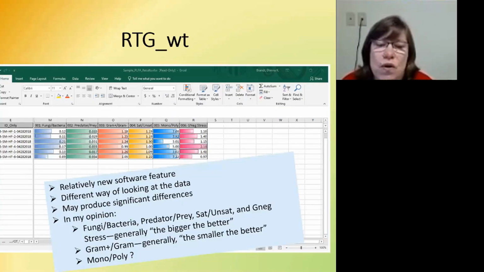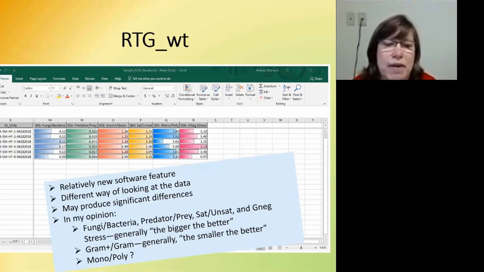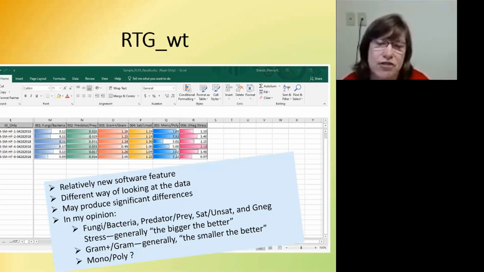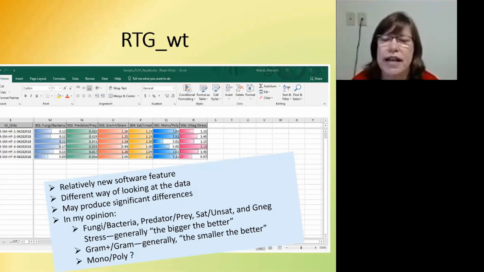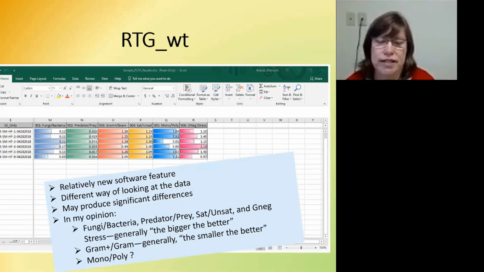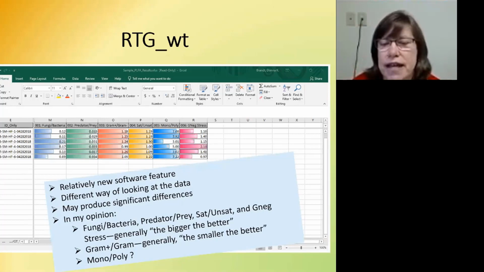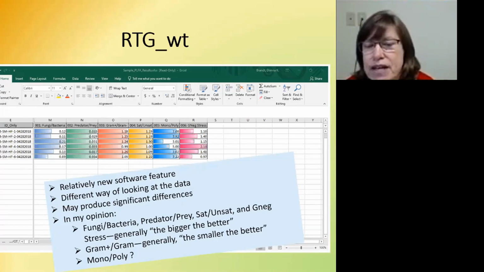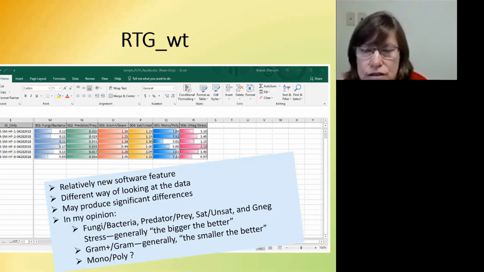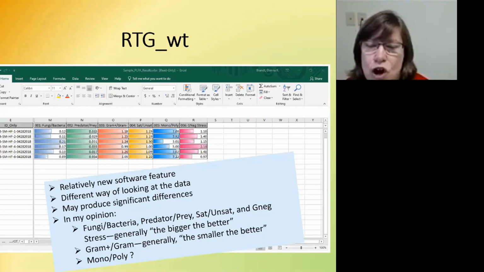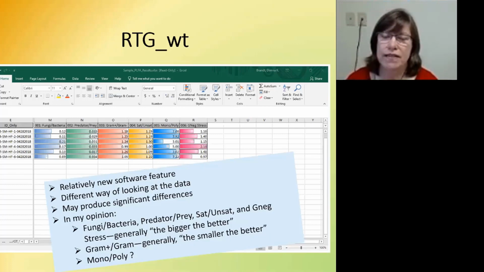Okay, so the final page are the ratios. So we have fungal to bacteria, predator to prey, gram-positive, gram-negative, saturated, unsaturated, mono to poly, and then the gram stress. So the gram stress, that's the precursors to the cyclose, those phospholipid fatty acids that have a double bond, that if they add an extra carbon or change to the cyclose, those are divided by the cyclose.